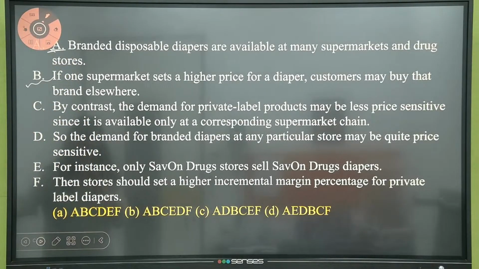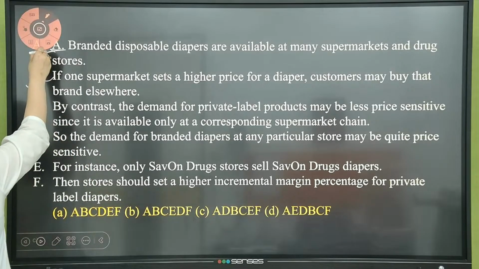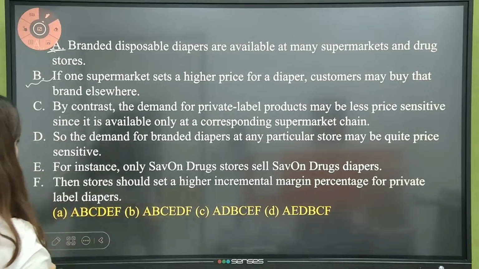Right? So A talks about branded disposable diapers are available at many supermarkets and drugstores. B talks about if one supermarket sets a higher price for a diaper, customers may buy that brand elsewhere. C talks about by contrast, the demand for private label products may be less price sensitive since it is available only at a corresponding supermarket chain. D talks about so the demand for branded diapers at any particular store may be quite price sensitive. Okay, A and D form a mandatory pair.